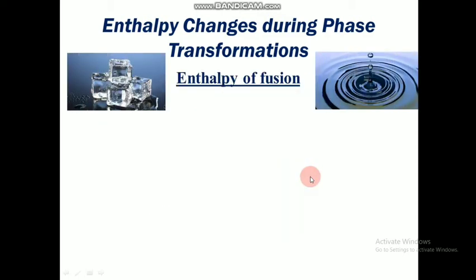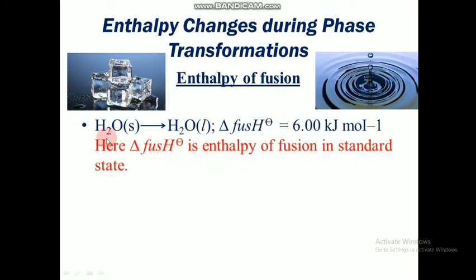In enthalpy of fusion, the change is from the solid state to the liquid state, and we can take the example of ice to water. So water in the solid state, which is ice, gives water in the liquid state. At that time, the delta fusion H, with this symbol for the standard state as we know, at standard state the enthalpy change of fusion is 6 kilojoules per mole for ice. So it needs 6 kilojoules per mole of energy at standard state to change from H2O solid to liquid. So that is the enthalpy of fusion at standard state.